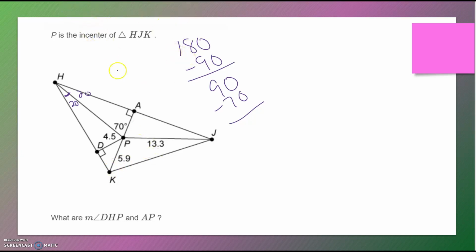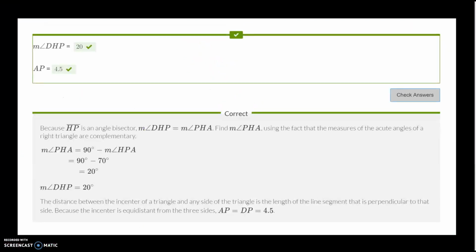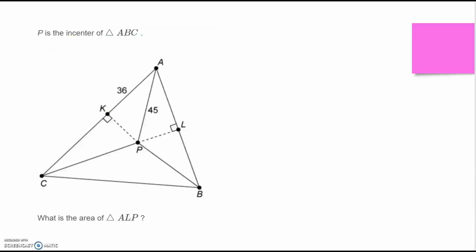And now, our incenter makes that circle where all of the segments that touch at a right angle are the radius. So since this is 4.5, AP also has to be 4.5. There's the explanation of that one.